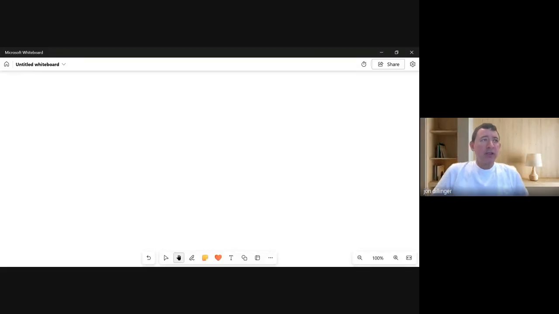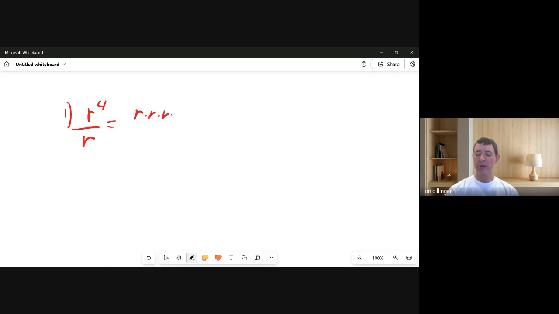Okay, so let us begin with a simple problem here. How about number one? This one is r to the fourth over r. So this is equivalent to r times r times r times r over r. What you can do is just kill these r's and you're left with r to the first, which is equivalent to r to the third. All right, that one wasn't too bad.